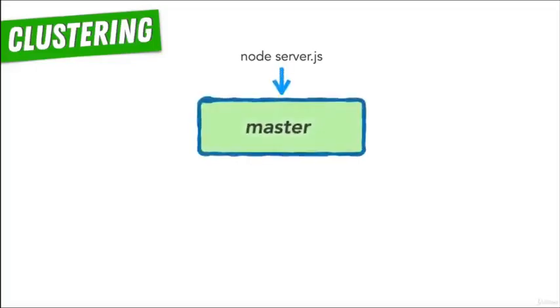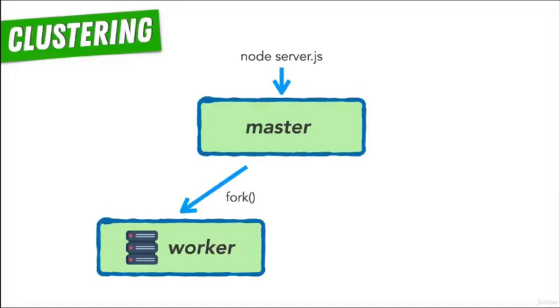The way this works is when you type node server.js to start your node application, the main node process is created. Node calls this the master process. Inside of the cluster module, we have access to this function called fork. Anytime we run the fork function in our server.js file, Node takes this master process and creates a copy of it that it calls the worker process.